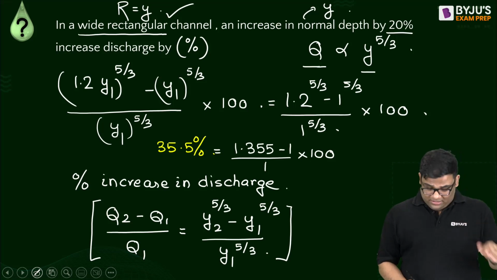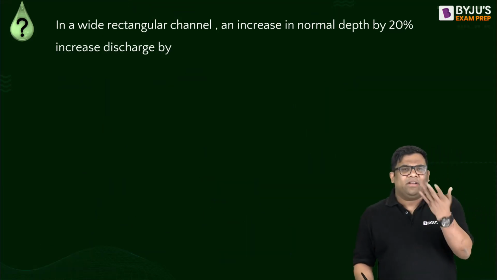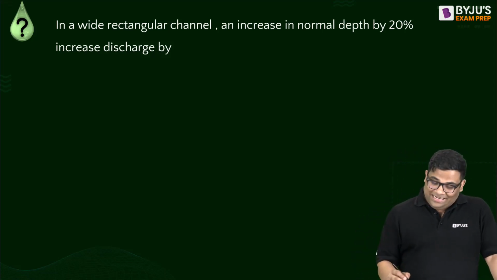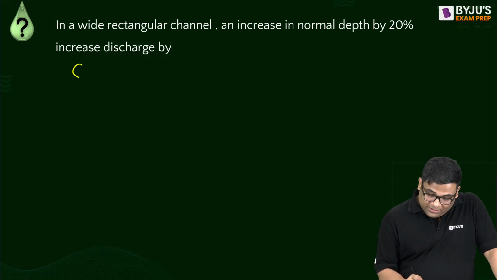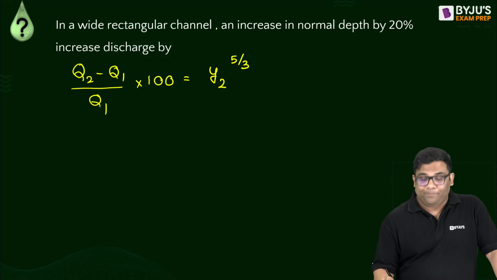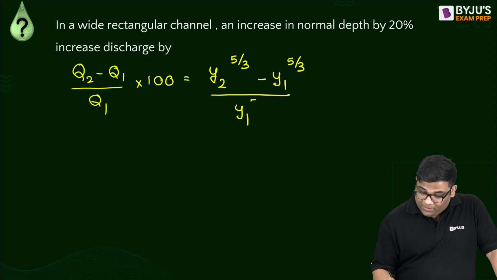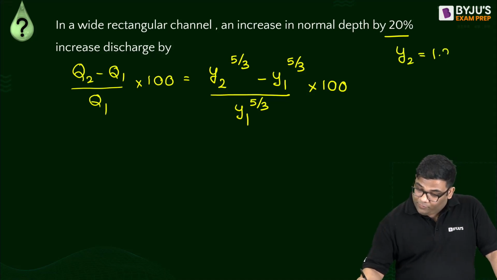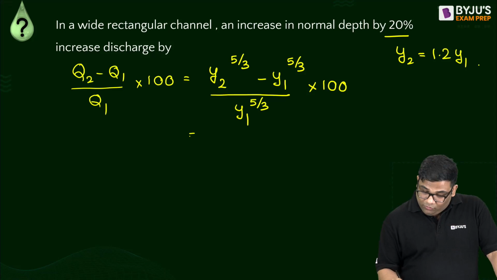Okay. Now this question can be asked in many different ways also. Same thing with different data. I'll just tell you so that you can solve it very fast. So you can see that this increase in discharge, how are you writing? This Q2 minus Q1 by Q1 into 100. I am writing this as y2 to the power 5 by 3 minus y1 to the power 5 by 3 divided by y1 to the power 5 by 3 into 100. Now when the increase was 20%, then y2 was equal to 1.2 of y1, and therefore this value I was getting 35.5%.